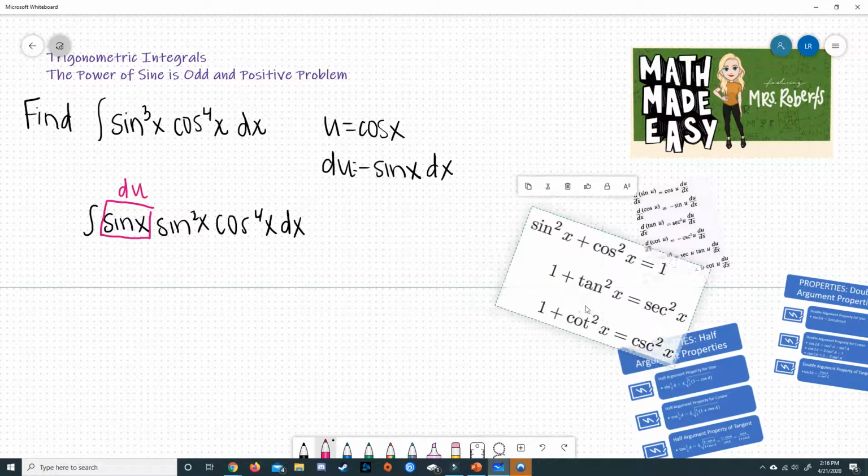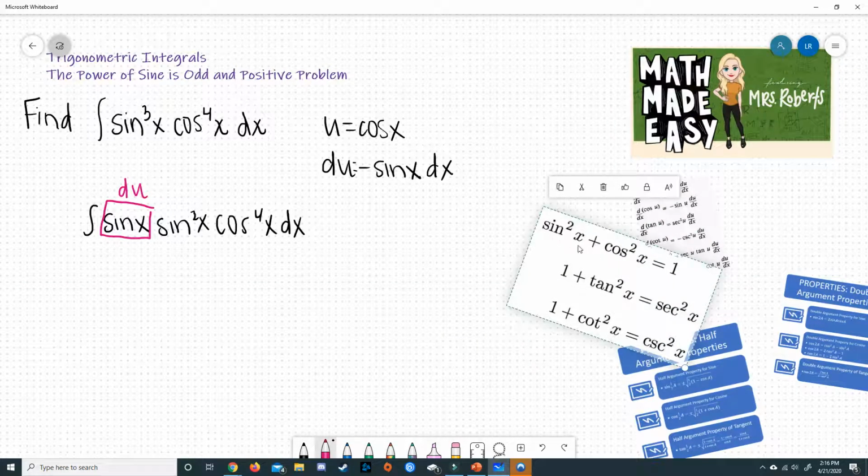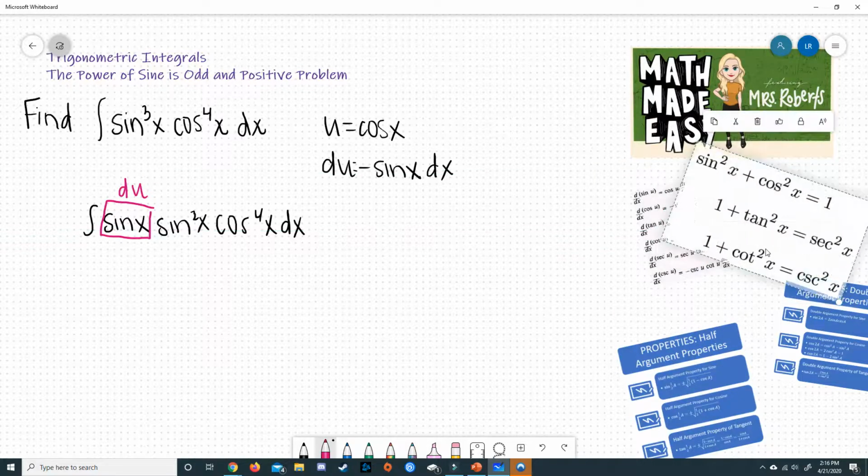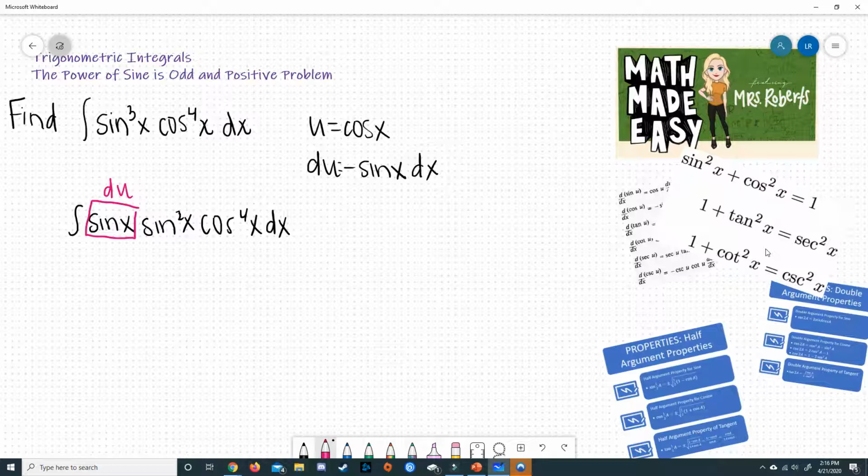This first Pythagorean identity says sine squared of x plus cosine squared of x equals 1, which means that sine squared of x equals 1 minus cosine squared of x. And so I can replace this here with 1 minus cosine squared of x.